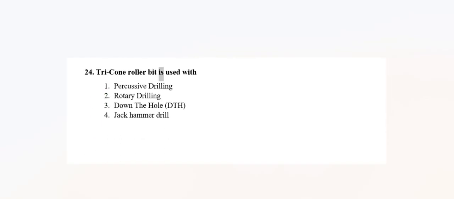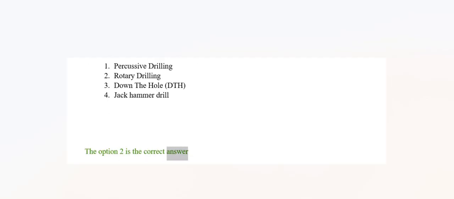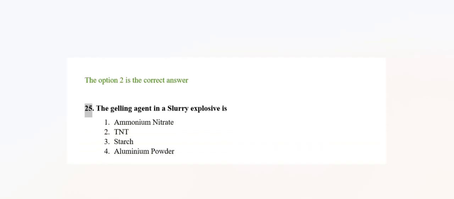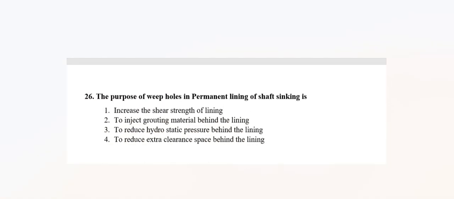24. Tricone roller bit is used with percussive drilling, rotary drilling, down the hole, DTH, jackhammer drill. The option 2 is the correct answer. 25. The gelling agent in a slurry explosive is ammonium nitrate, TNT, starch, aluminium powder. The option 3 is the correct answer.